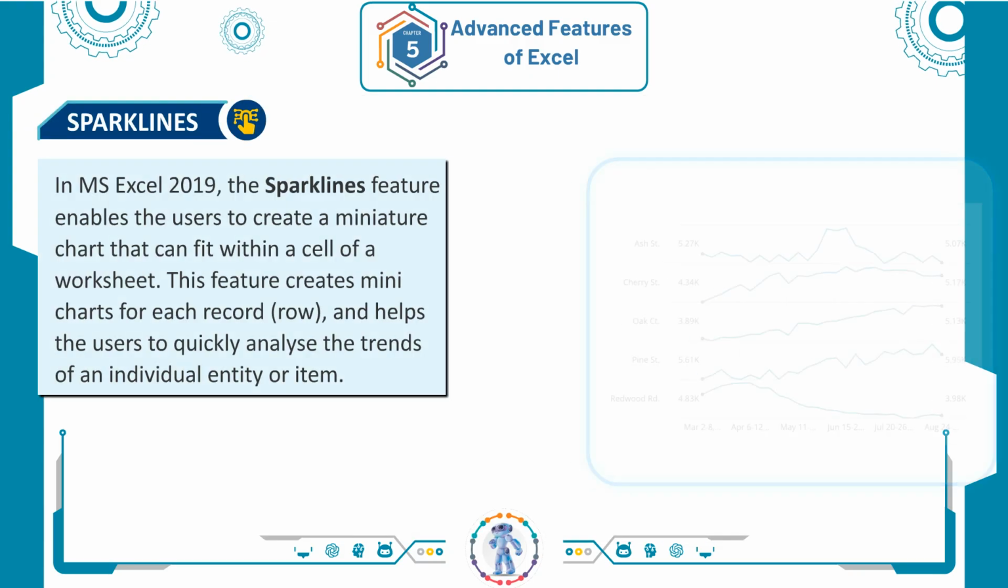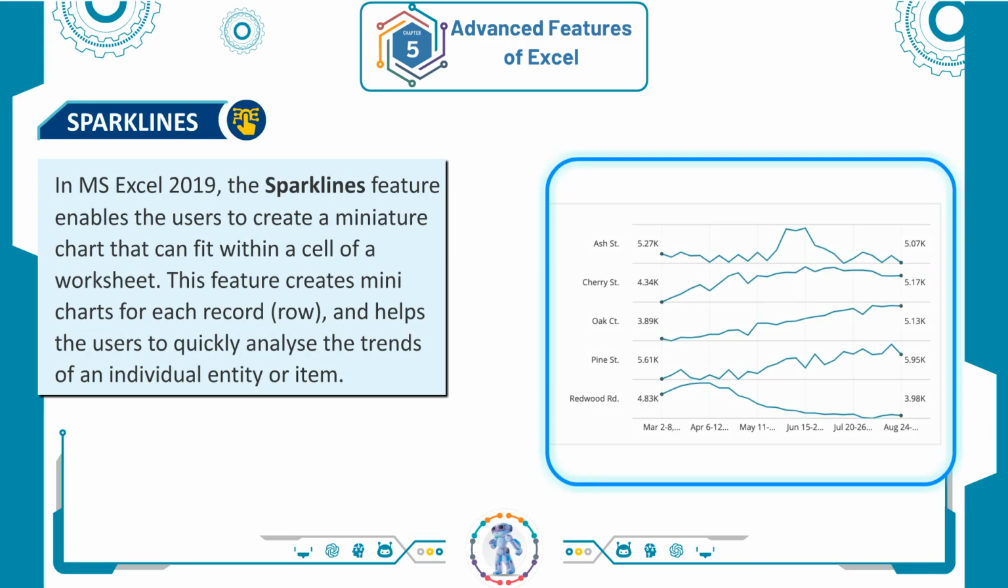Sparklines. In MS Excel 2019, the Sparklines feature enables the users to create a miniature chart that can fit within a cell of a worksheet. This feature creates mini charts for each record row and helps the users to quickly analyze the trends of an individual entity or item.